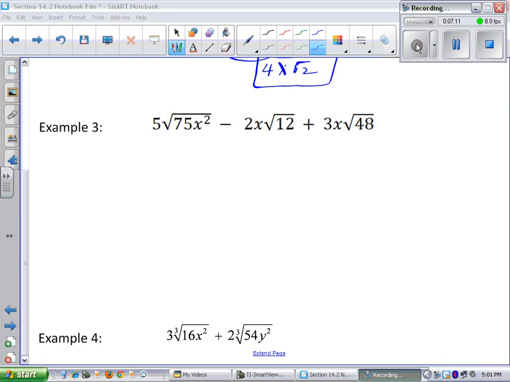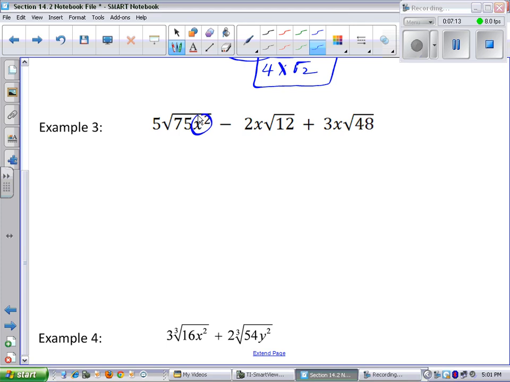Now in this problem, you see I have an x squared again. Oh, I just have 1x squared. Okay. So I'm going to have to break the square root of x squared. It's going to become 5x, but I will have to break down the square root of 75 minus 2x square root of 12 plus 3x square roots of 48.